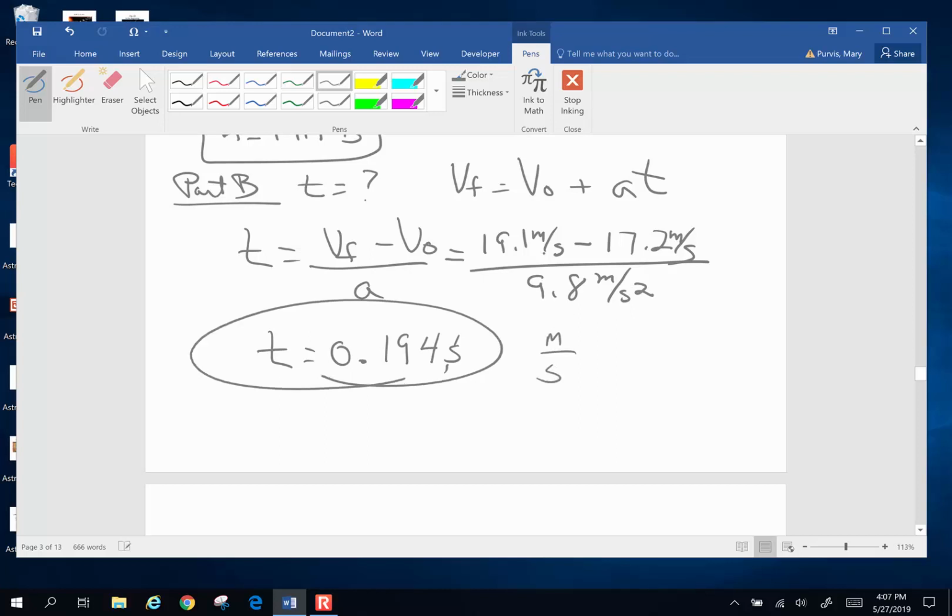Where do the units come from? Meters per second. Meters per second we can subtract because those are the same units, divided by meters per second squared, so invert and multiply. Seconds squared over meters, cancel one of those. Wahoo! We end up with seconds. Life is good. Okay, that should do for that one.